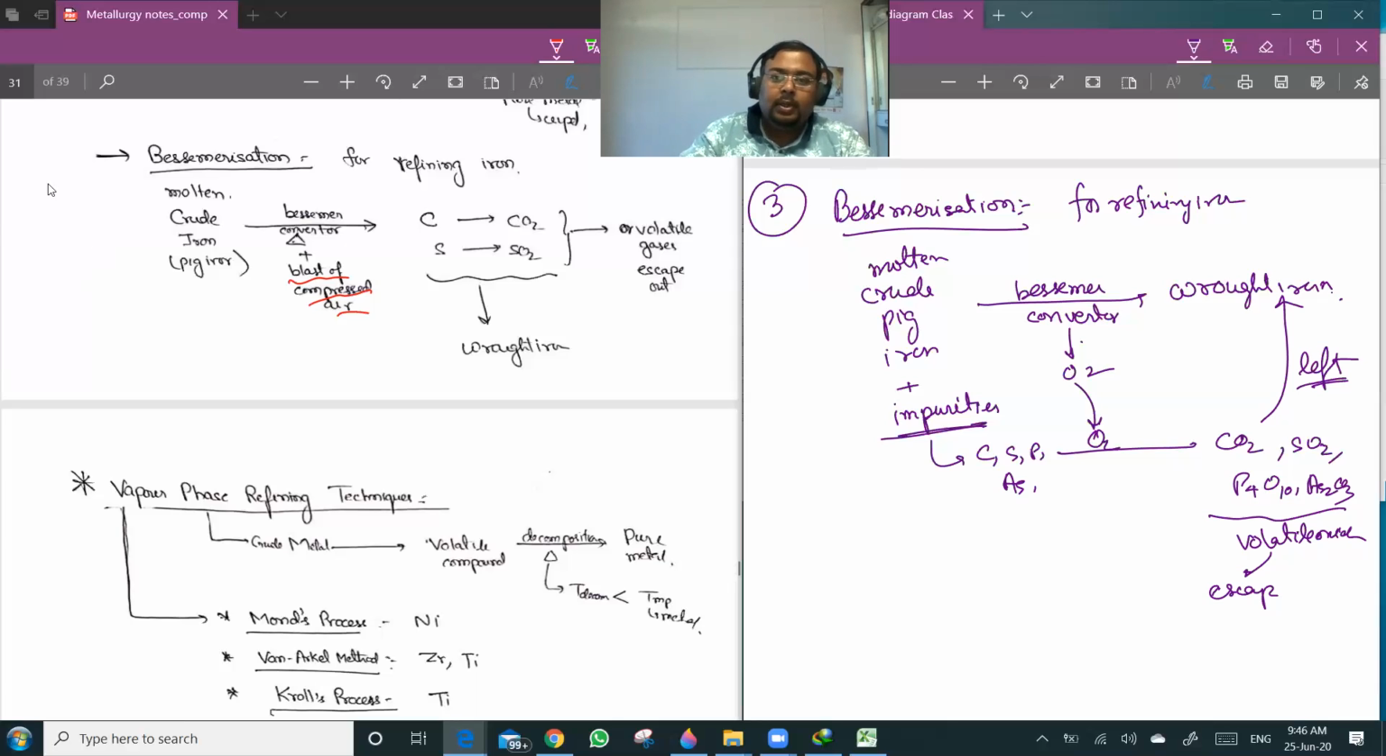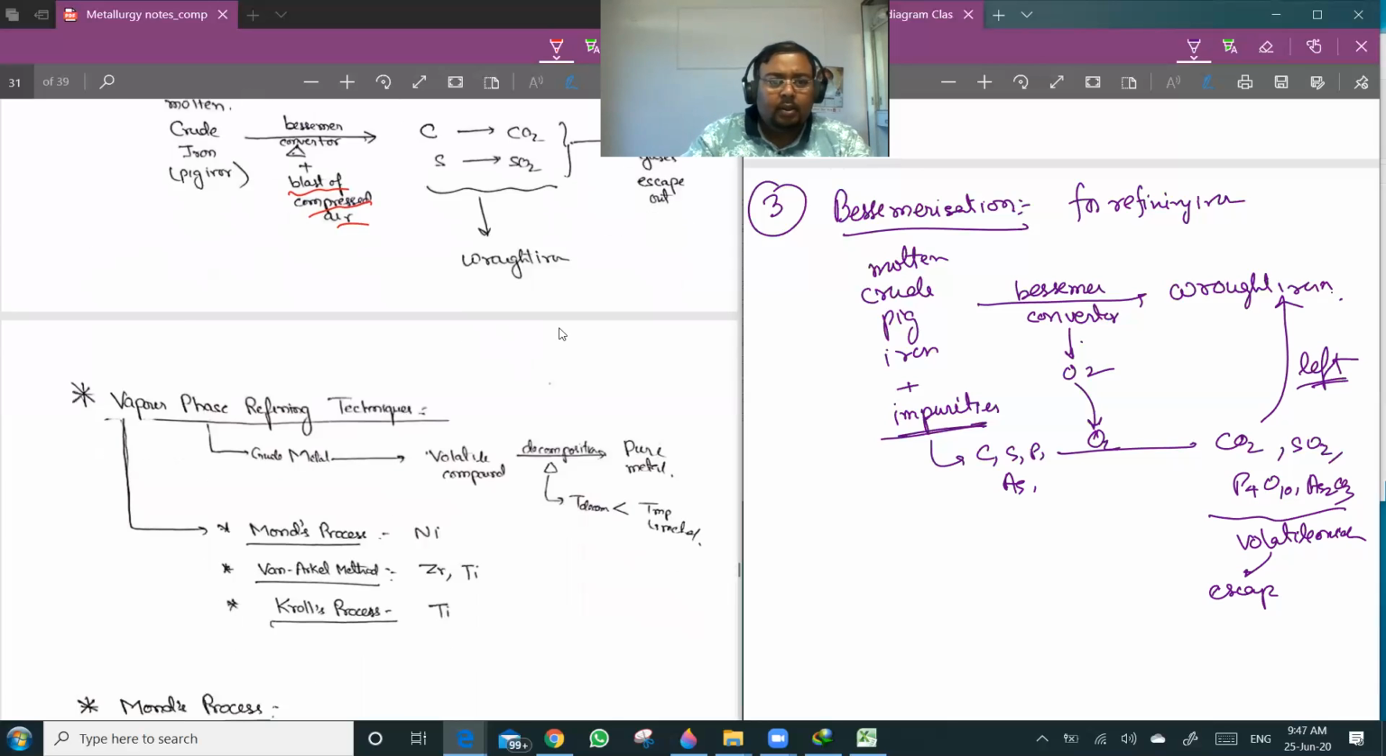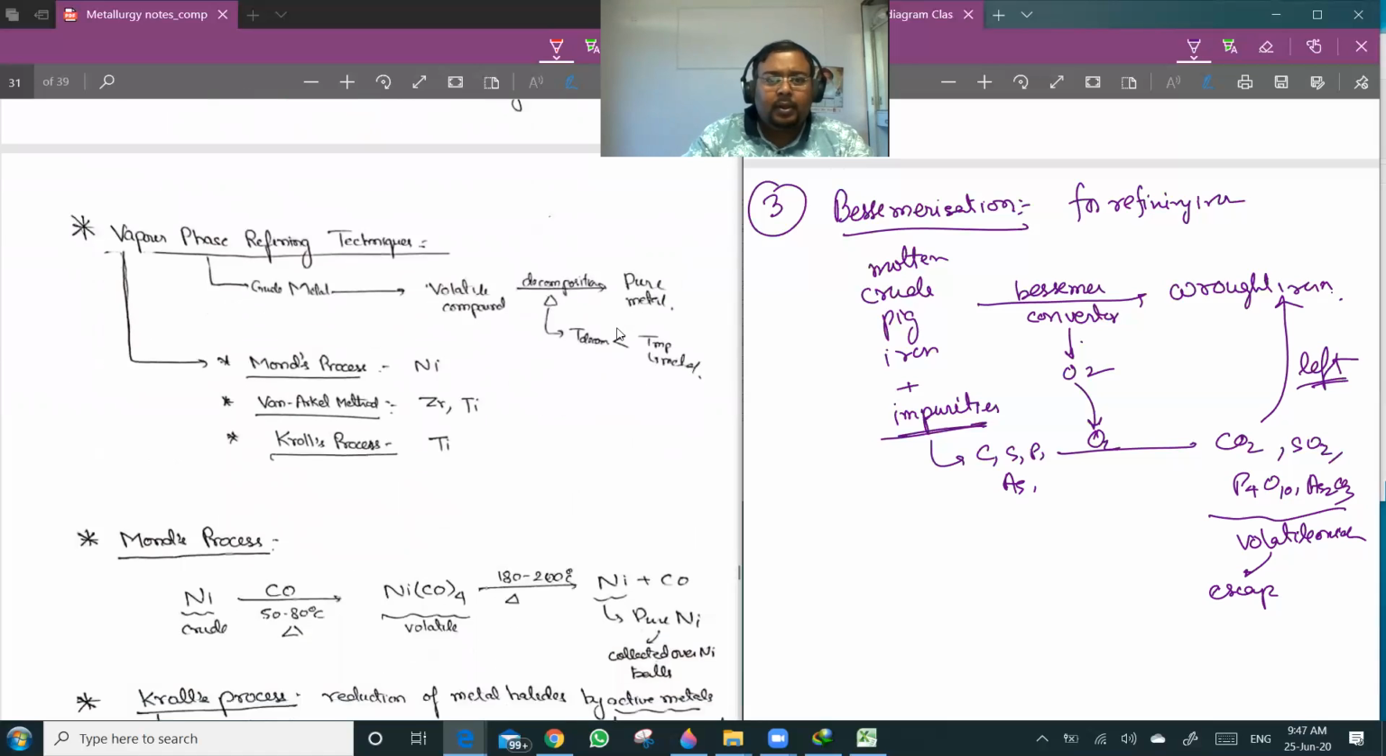So this is the Bessemerization technique. Next is the vapor phase refining technique.